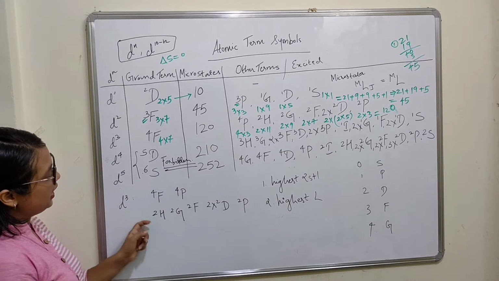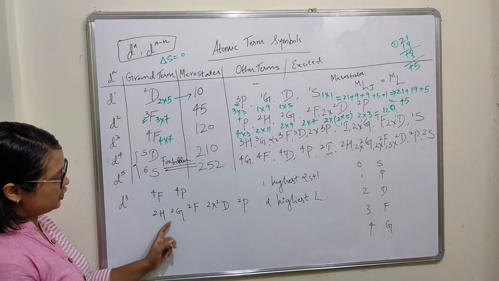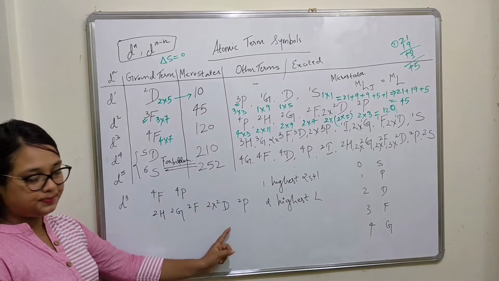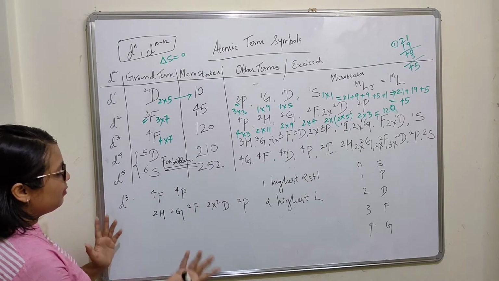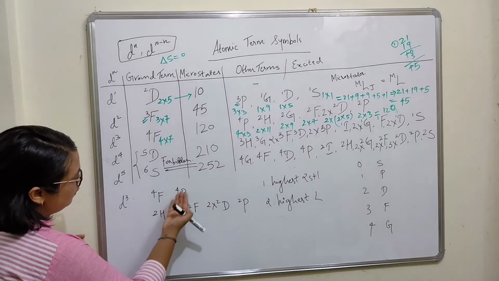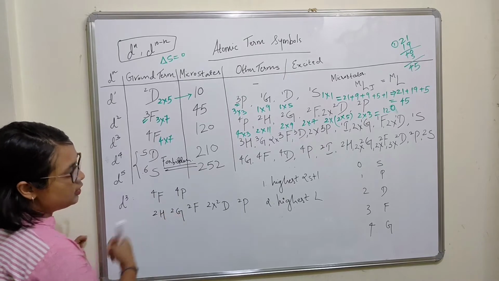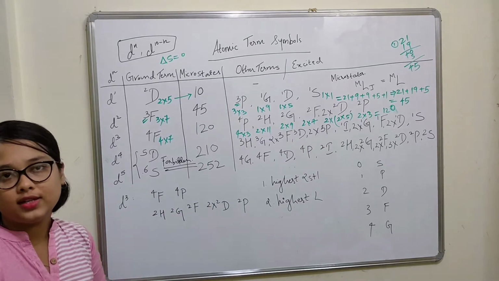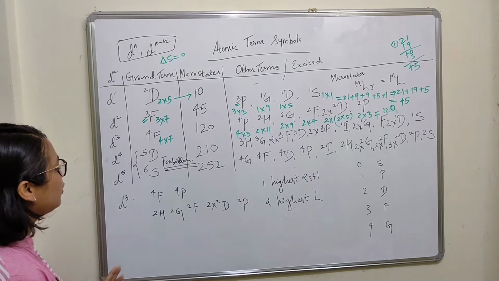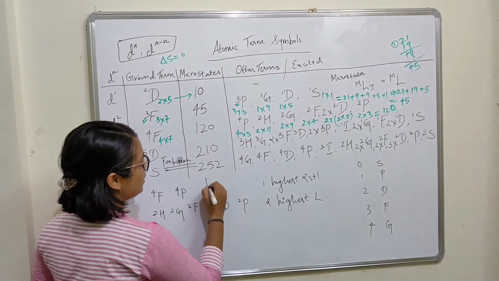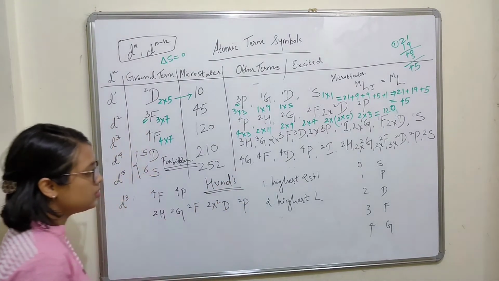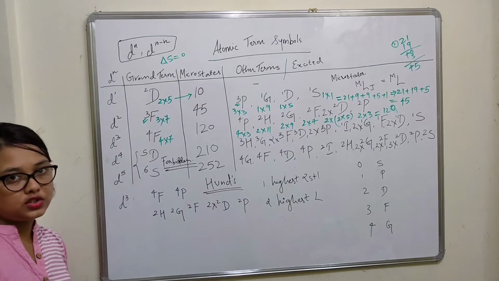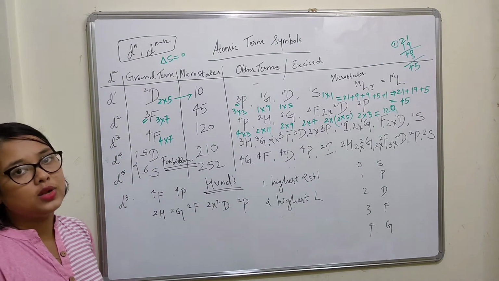In D3 I have 4F, 4P, 2H, 2G, 2F, twice 2D and 2P. I have a question wherein maybe I'm given 4 options: 4P, 4F, 2H and 2G, and I'm supposed to identify the ground state term symbol. So how do you do it? Now all of this is based on Hund's rules. There are 3 rules that we have to follow: Hund's first rule, second rule and third rule.